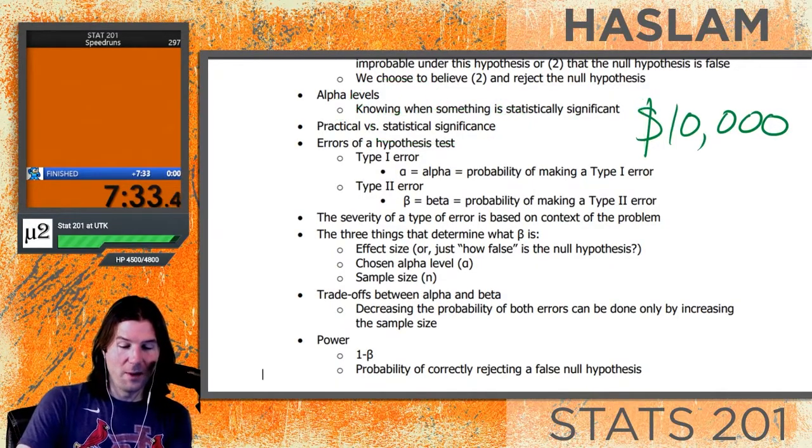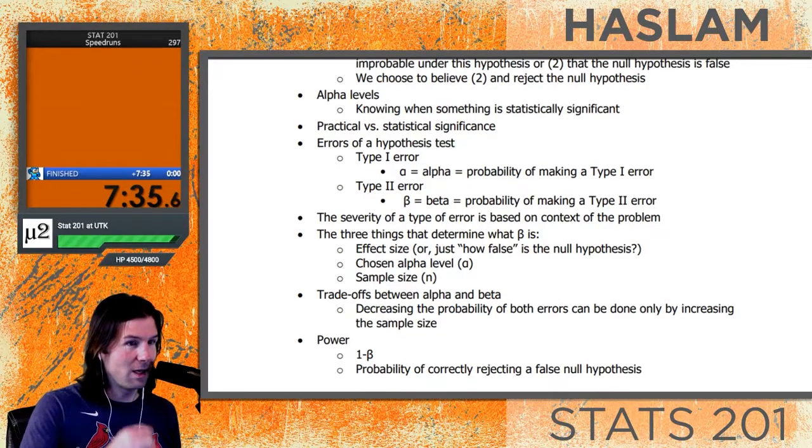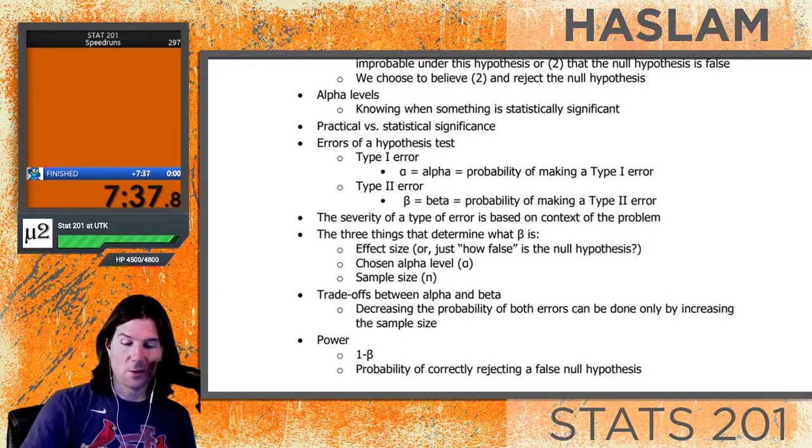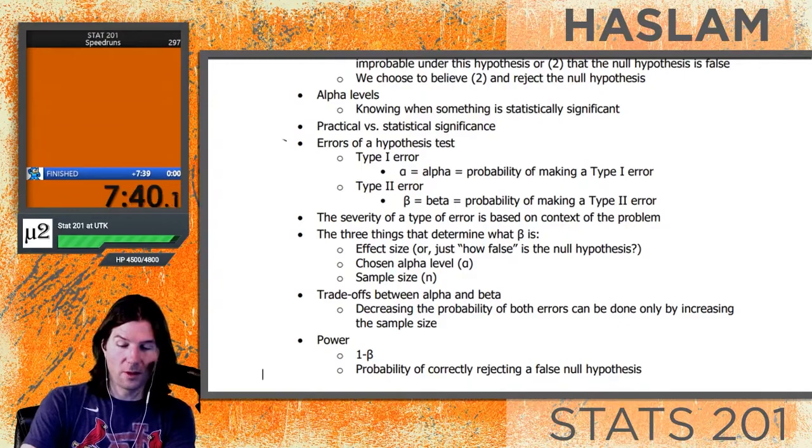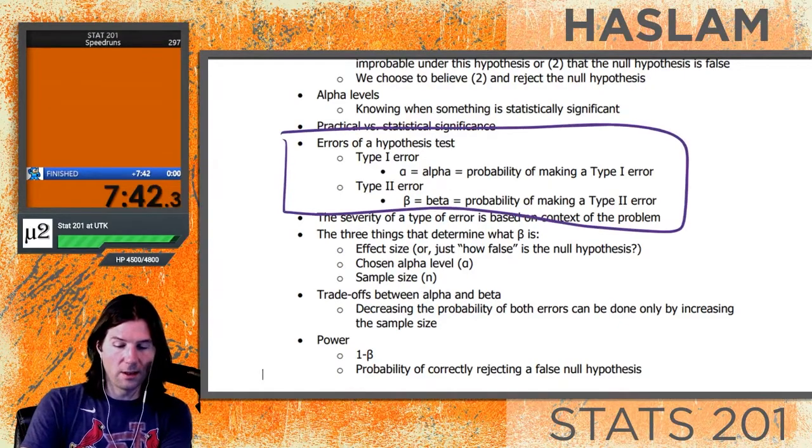Now we get into some big stuff right here. And actually, I have an idea for this. We're talking about type 1, type 2 error. So I need camera 1 to zoom in on me here.